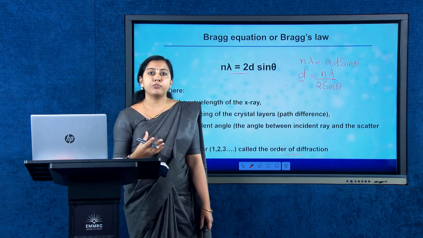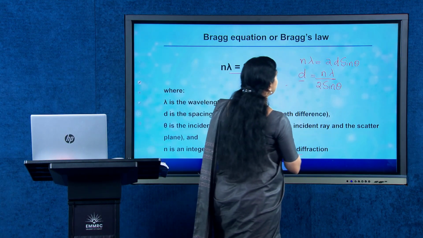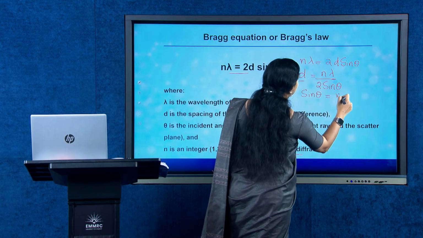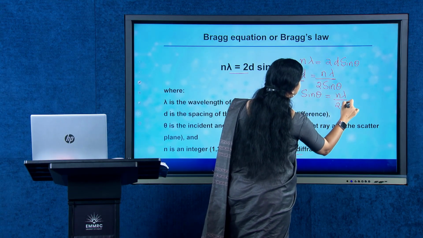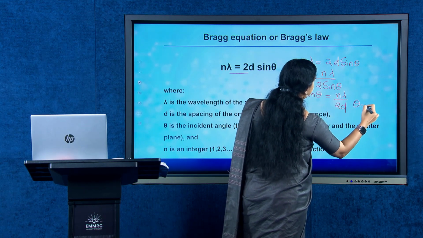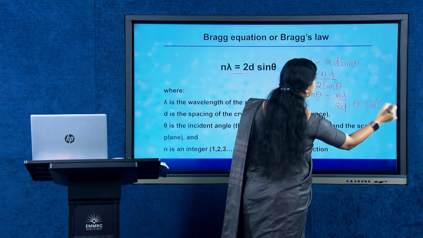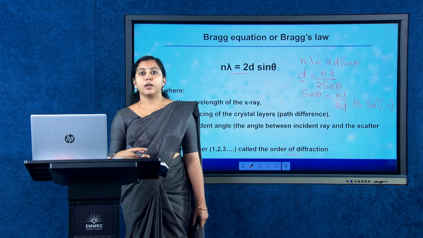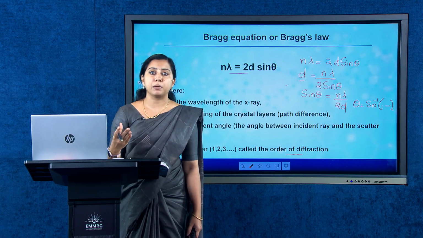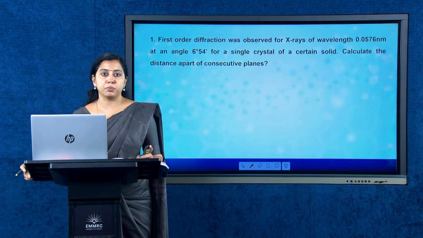Similarly, if we have to find out the incident angle, if other parameters are known, using the same equation you can find out the value of sin theta. So, sin theta is equal to n lambda by 2d. From that you can find out theta. So, theta will be sine inverse of that value. In a similar way, you can find out one parameter if the values of the other parameters are given. So, let us discuss a few problems.